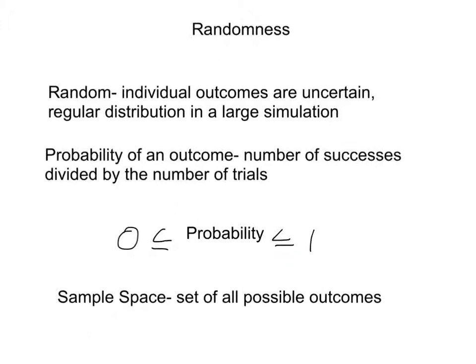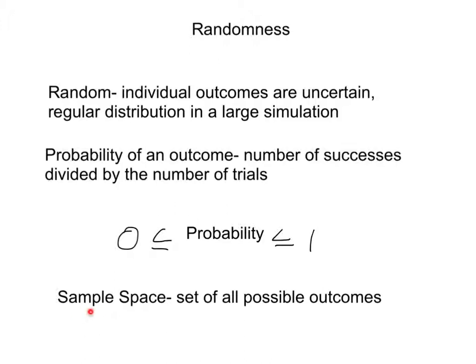For example, you can't have a negative probability, and also you can't have a 120% chance of something happening. It's just going to be between a 0% chance and a 100% chance.